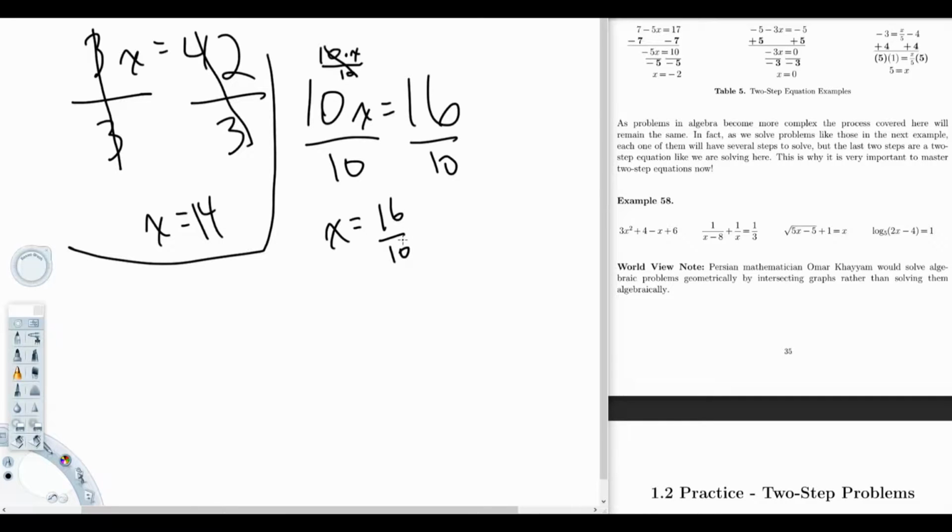However, mathematicians, being excessively fussy people, want us to reduce this to the lowest terms, right? They're always busting our chops with that. So if you look at this 16 over 10, you can divide 16 by 2 and you can divide 10 by 2, right? And 16 divided by 2 equals 8, and 10 divided by 2 equals 5. So x equals 8 over 5.